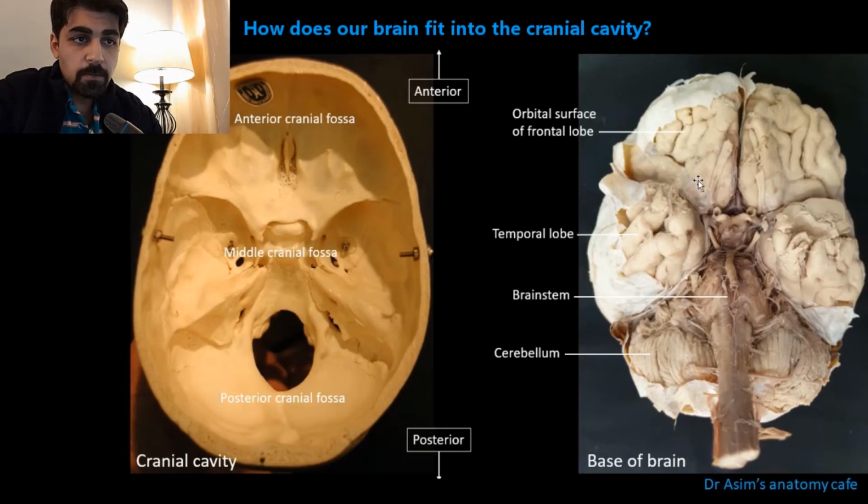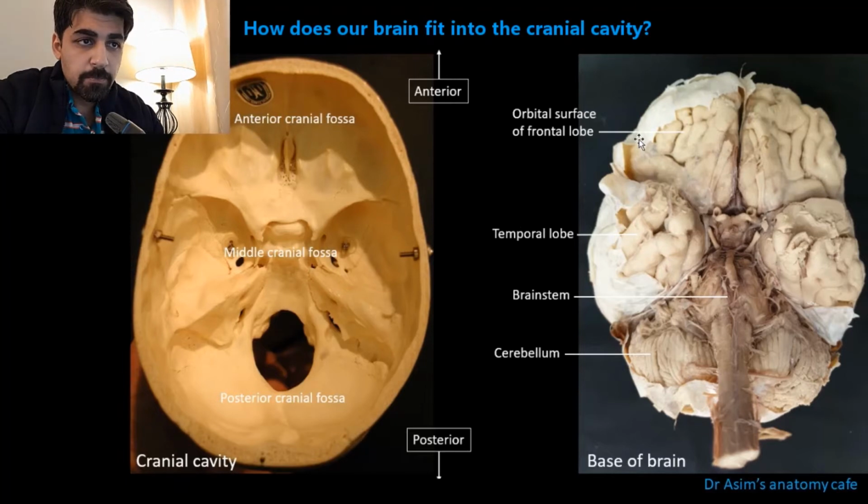Right, so if you look over here at the right, we're looking at a prosection of the brain. We're looking at the base of the brain. You can see the frontal, or the front end of the brain over here. The back end of the brain is here, characterized by the cerebellum, and then the brainstem continuing down as the spinal cord. Right, so now this base of the brain is going to fit into the cranial cavity.